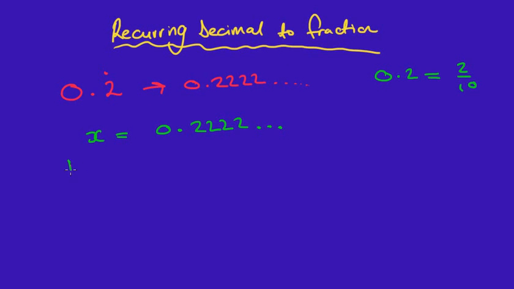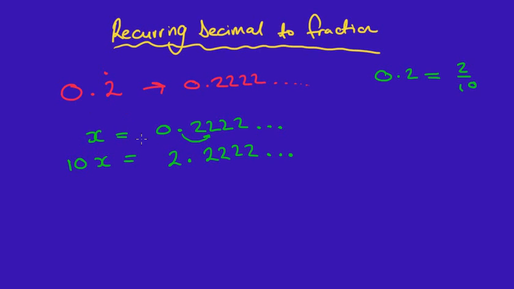Then I'm going to let 10x. Now, I get 10x by timesing x by 10, so I'm going to times this by 10 as well. If I times this by 10, the decimal point moves one spot, so I get 2.2222... Now you might think, why on earth have I done that? Okay, so the next step, hopefully you'll start to see why.